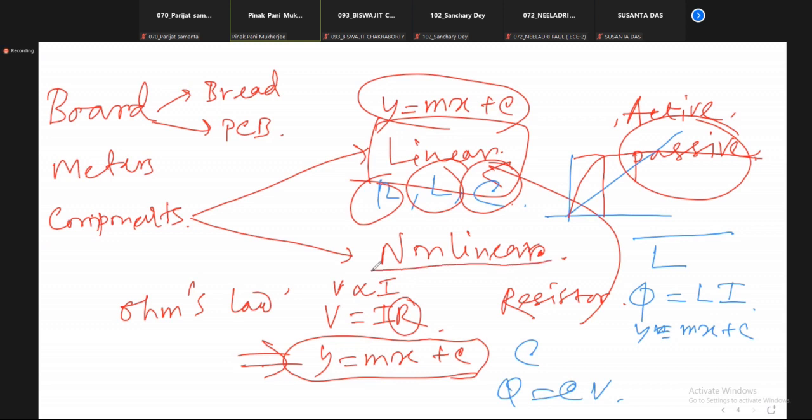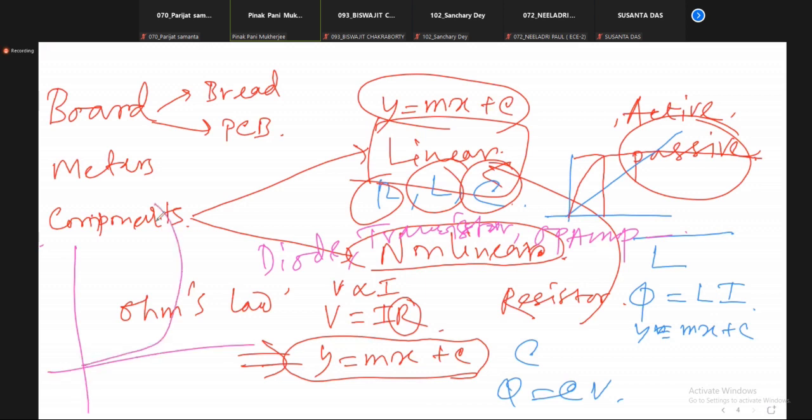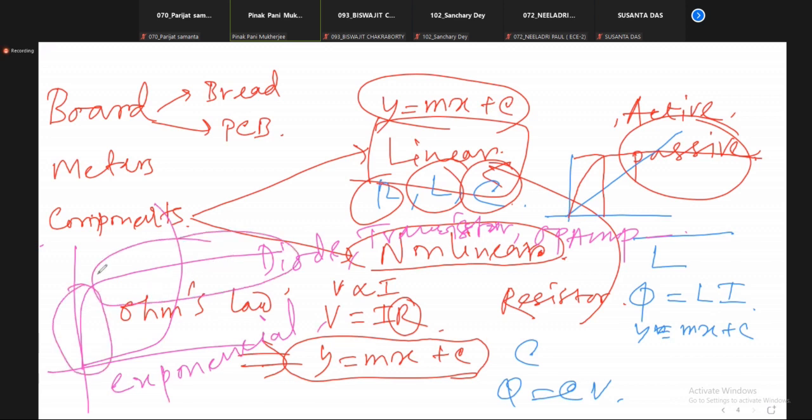Then I am coming to the non-linear. In the non-linear ones, the circuit elements which do not follow y equal to mx plus c are called non-linear circuit elements, like diode, transistor, op amp, etc. Because the diode curve is like this, which is exponential in nature. So it is not y equal to mx plus c. Transistor curve is like this. Again, you can see there is a linear region, but there is a saturation region also. So again, it is non-linear.